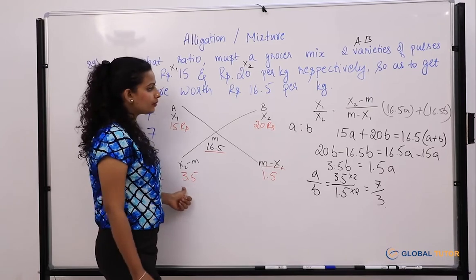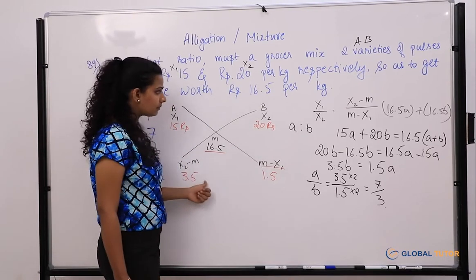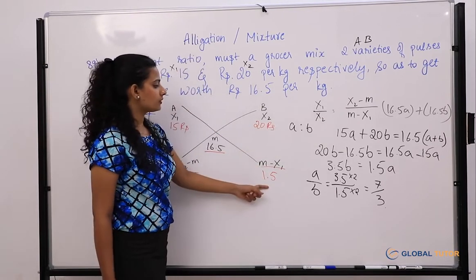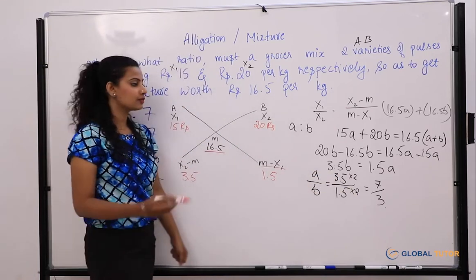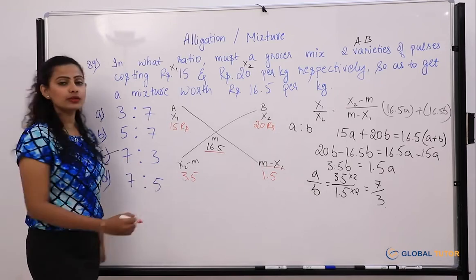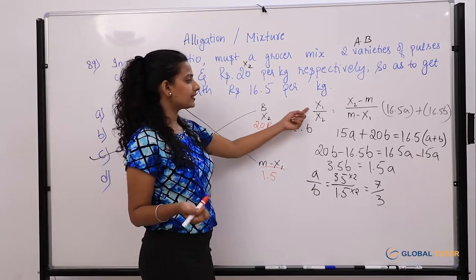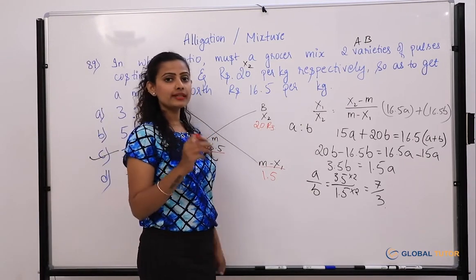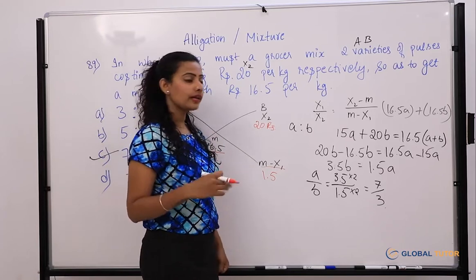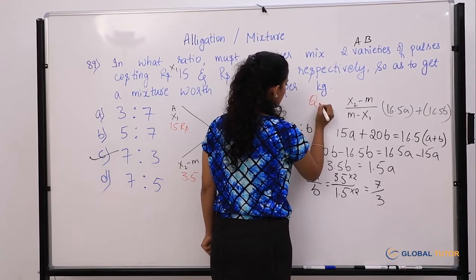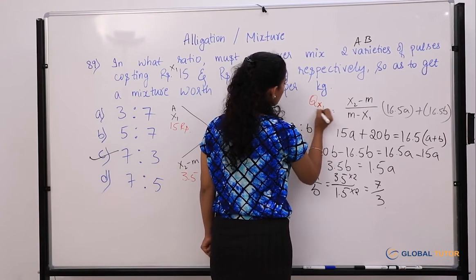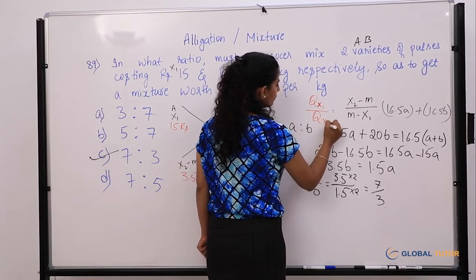It has to be 3.5, which is x2 minus m, by m minus x1, which is 1.5. So that is 7 by 3. That's the answer. So ratio will be 7:3. So here when I say x1 by x2, it is the quantity of x1 by quantity of x2. So x1 and x2 becomes the subscript. So this is qx1 by qx2.